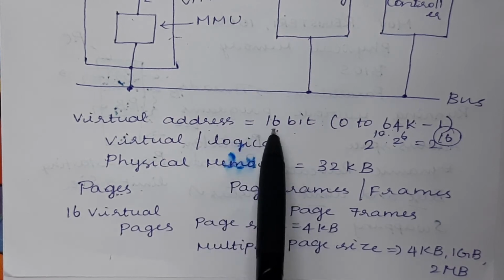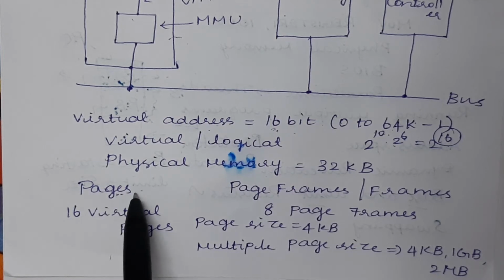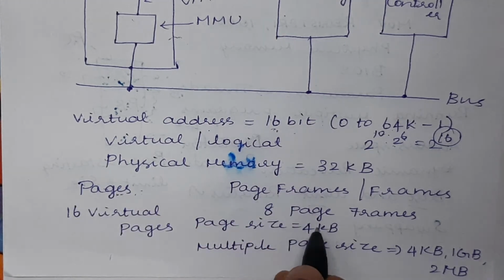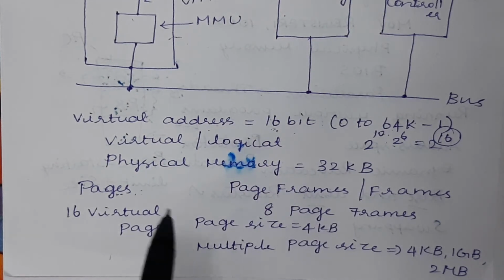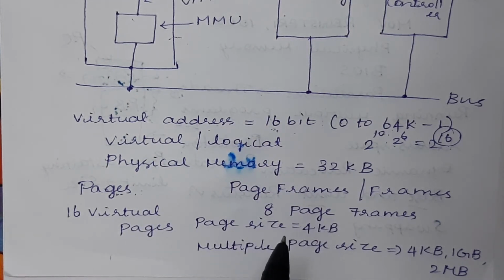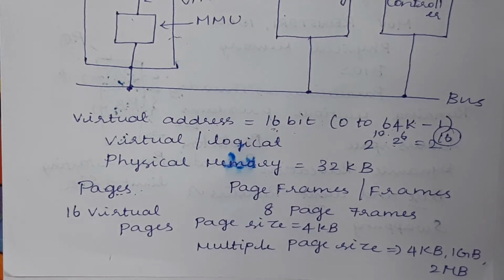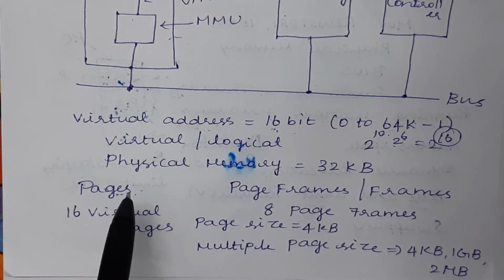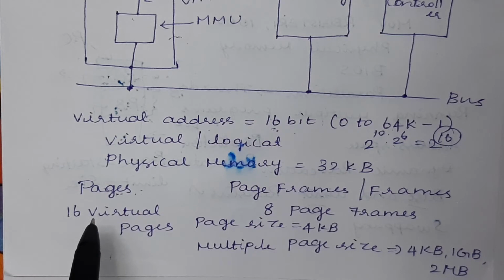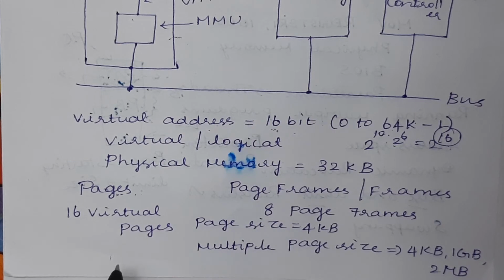The virtual address consists of 16 bits, and here the page size is 4 KB. Both the pages and the frames must be equal in size. You should not get different sizes of pages and frames. If the pages are 4 KB, then you will get 16 virtual pages, because the address space is 64K and each page consists of 4 KB, so 16 into 4 is 64.